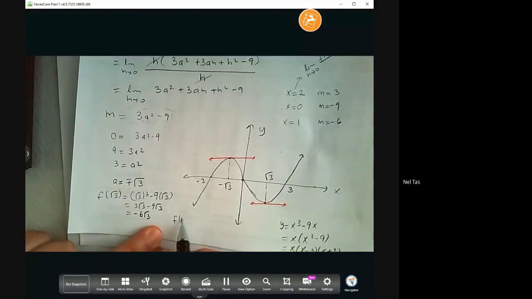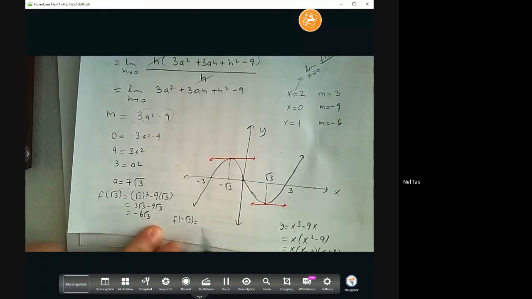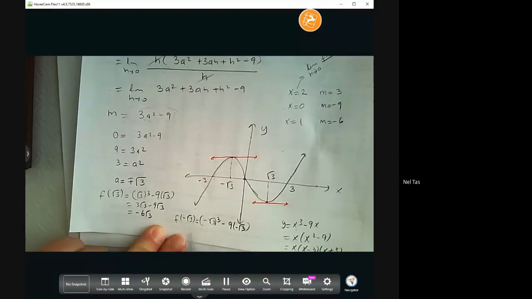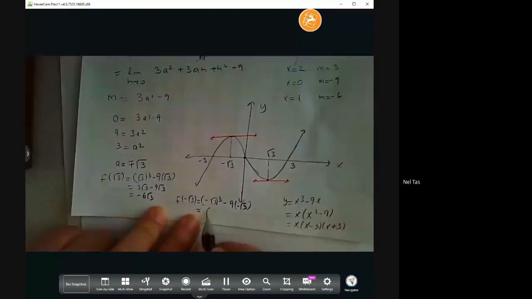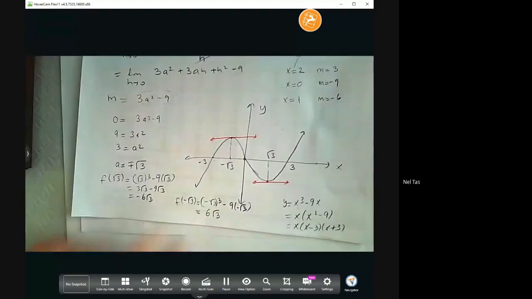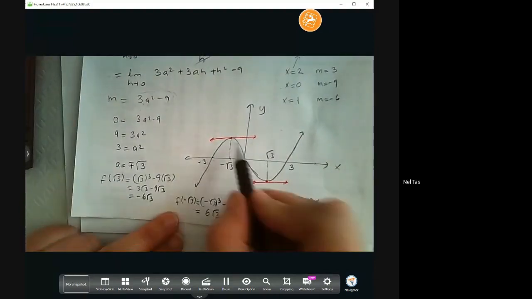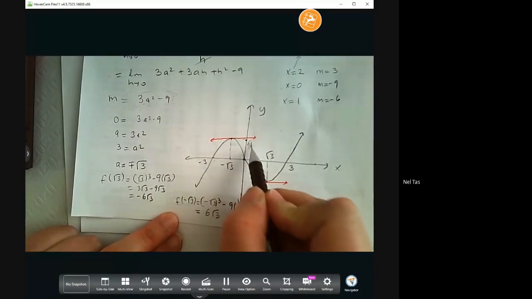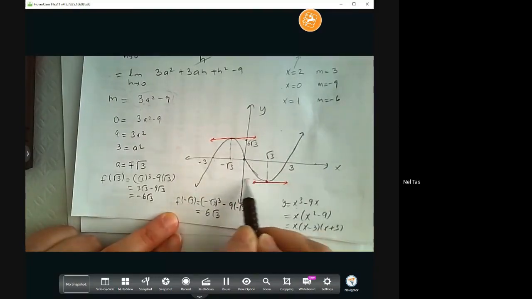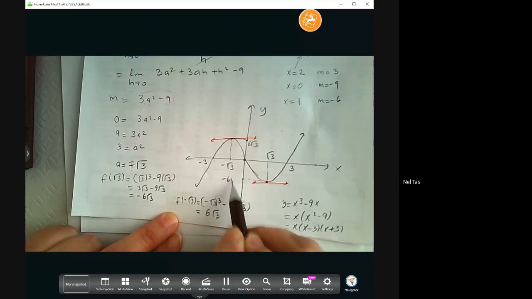Also, let's find f of negative root 3. So negative root 3 cubed minus 9 times negative root 3. That gives you positive 6 root 3. Okay, so the y-coordinates of those points are 6 root 3 for that one, and negative 6 root 3 for the other.